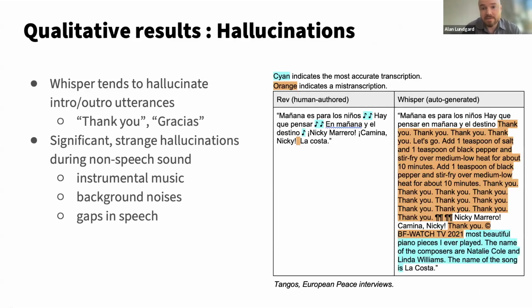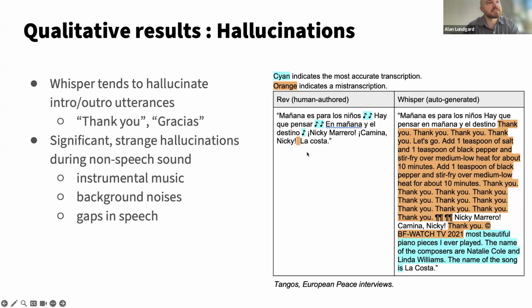So those are some of the benefits of Whisper's multilingual capabilities, but of course there are pitfalls as well in the form of hallucinations. It's fairly well known that Whisper will hallucinate intro and outro utterances like thank you for English media or gracias for Spanish media. And we also noted significant and frankly strange hallucinations during instrumental music, background noise, gaps in speech, any kind of non-speech sound. Whisper had a tendency to want to insert some content there.